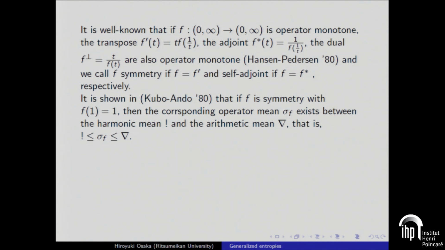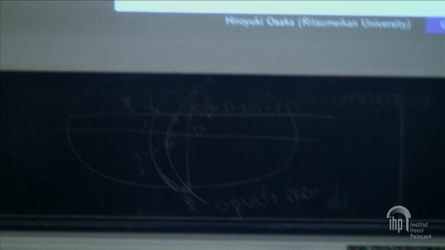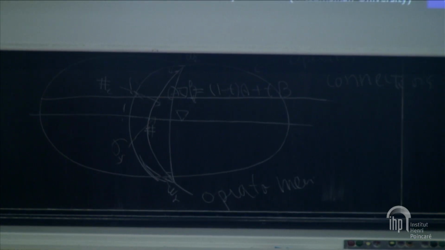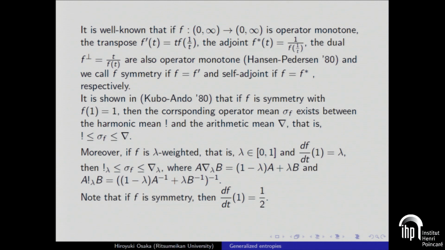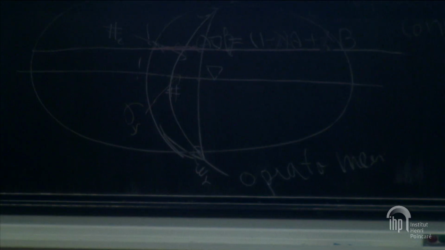So we can define symmetry and self-adjointness for operator means similarly, and this is a weighted version. The weighted version is that if the derivative of f at 1 equals lambda, in this case the operator mean exists in this interval. This is not so difficult. It needs a little argument, but it is not so difficult. Okay, anyway.